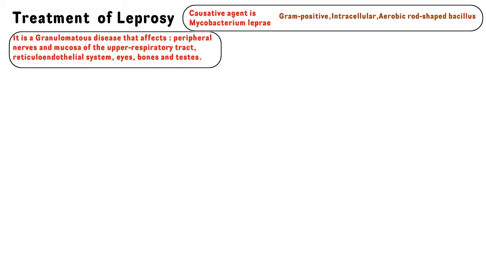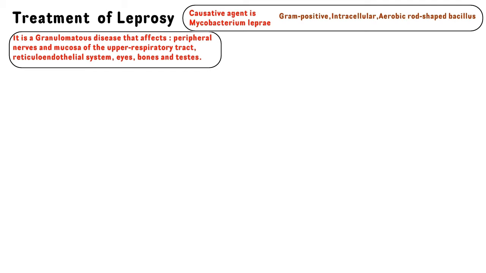It actually causes a granulomatous disease, which affects the peripheral nerves and mucosa of the upper respiratory tract. It also affects your reticuloendothelial system, eyes, bones, and testes.